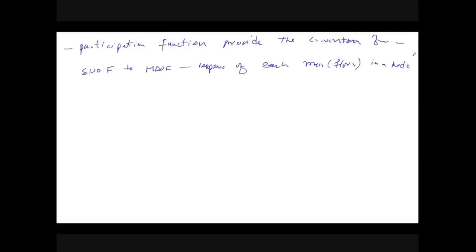Now, the participation function, we already talked about this. Mathematically, it can be obtained. We just need to multiply the gamma factor for a given mode with the mode shape of that mode. So it will give us the participation function.